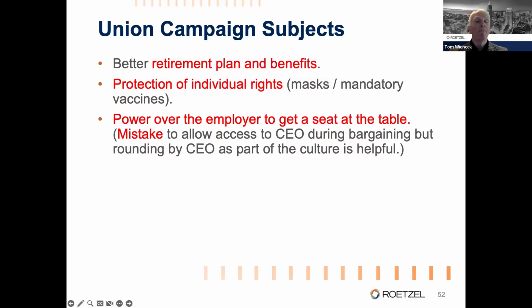Protection of individual rights was more of a big issue in 2020 with masks and mandatory vaccines, and it still may be an issue if that's something that you have in your industry. And they also talk about having the power over the employer to get a seat at the table, to stick it to the man. I think it's a mistake, if you are organized and you are dealing with collective bargaining, to allow access to the CEO during bargaining, because it just reinforces the union's power. I think it's good for the CEO as part of the culture to do rounding, to meet with the people on the shop floor, to engage the people on the shop floor. But I recommend that the CEO not be part of the bargaining process, maybe until the end, when the handshakes should be given and everybody feels good about what they've just accomplished, hopefully.